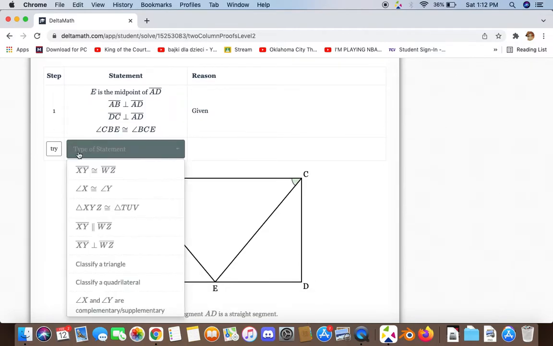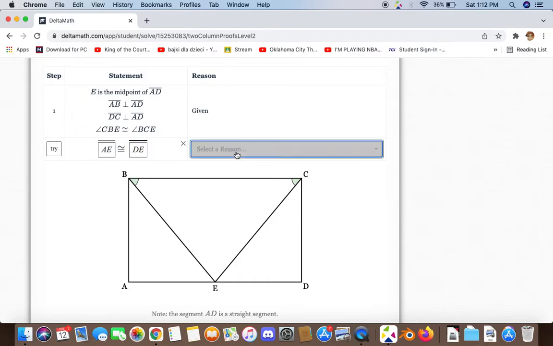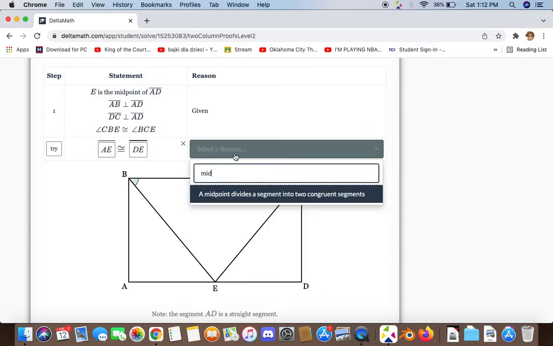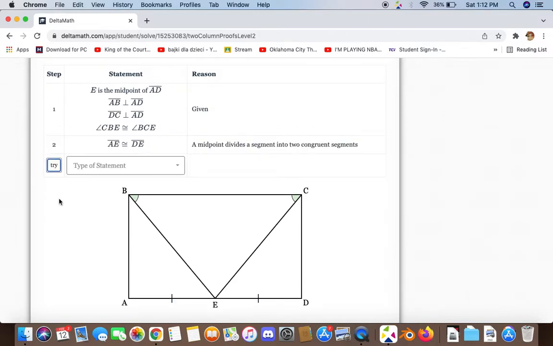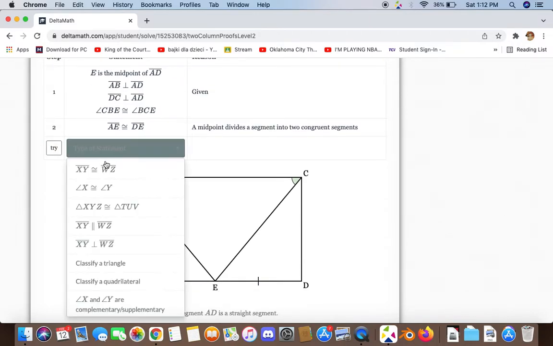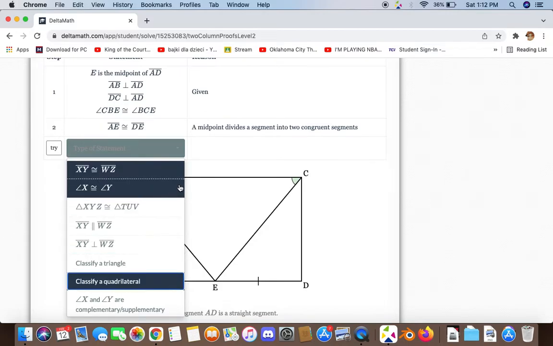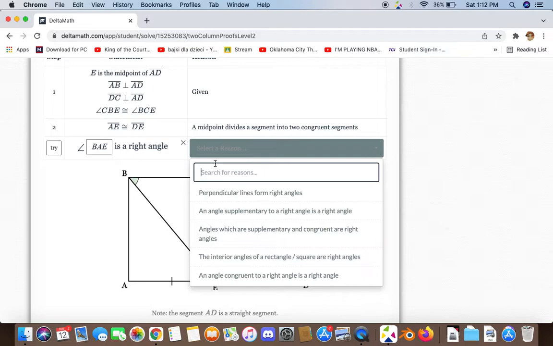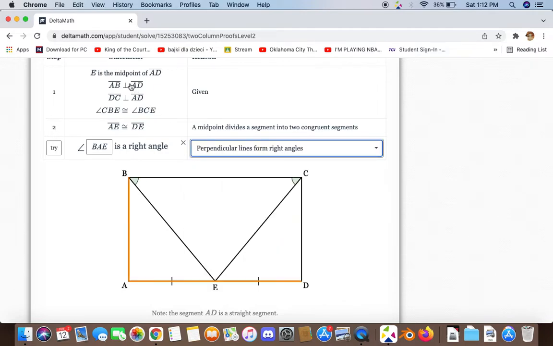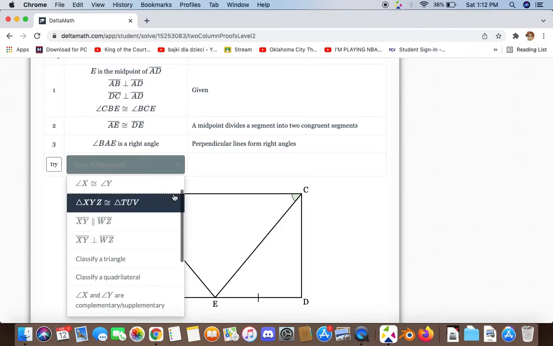So the first thing we can say is AE and DE are congruent to each other, and the reason for that is the midpoint divides a segment into two congruent segments. We can also say that BAE is a right angle, and the reason for that is perpendicular lines form right angles. We can say the same thing for CDE.